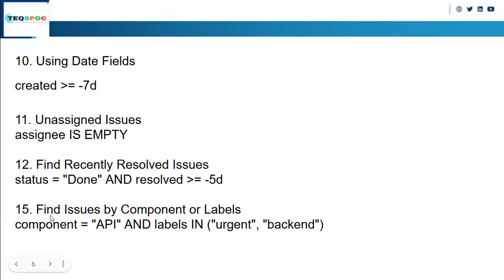Then after that, find the issue by component or label name. So in previous classes we have given some component and label. Okay, like component equal to APIs. It means issue types which contain API related things, which are under this API component. And for label, here he is checking two conditions, urgent or backend. So it will give both the issue types which come under urgent and backend.